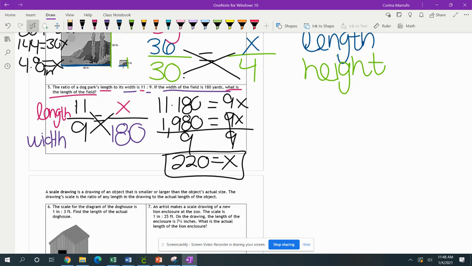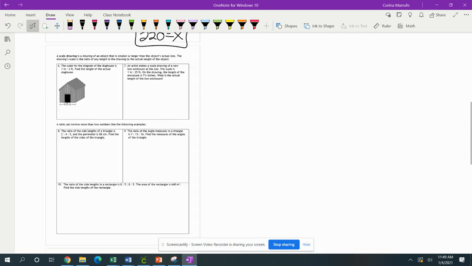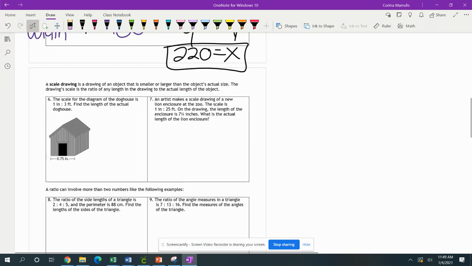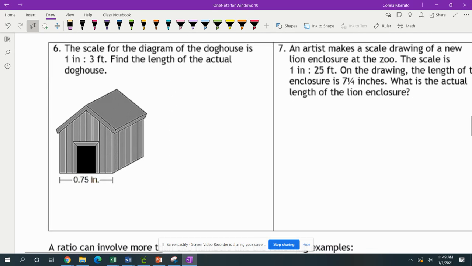That's it. Okay, moving on to the next one. It says here, a scale drawing is a drawing of an object that is smaller or larger than the object's actual size. The drawing scale is a ratio of any length in the drawing to the actual length in the object. Okay, so here it tells you the scale for the diagram of the doghouse is 1 inch to 3 feet. So 1 inch to 3 feet.